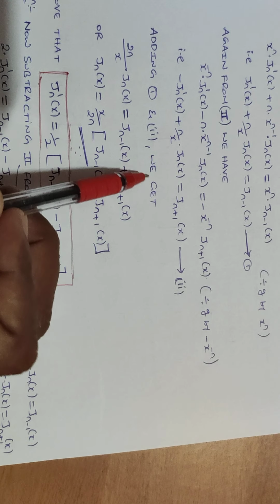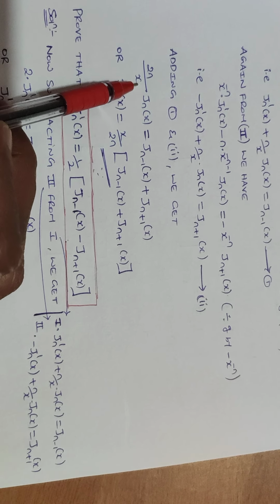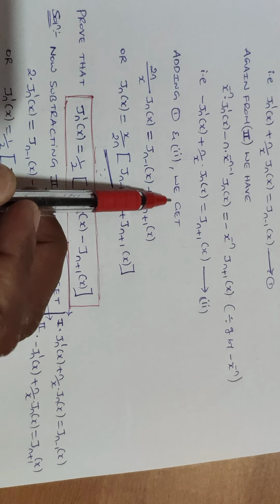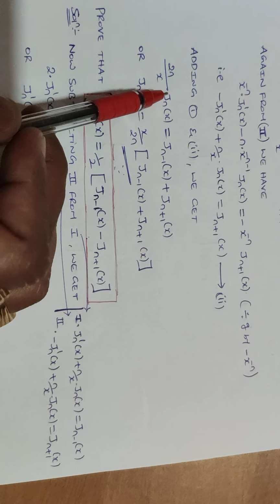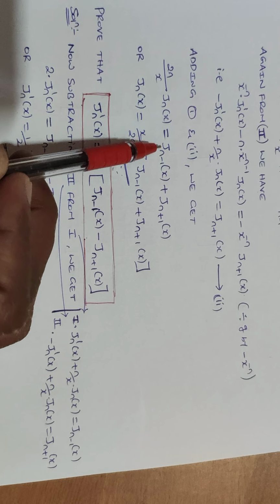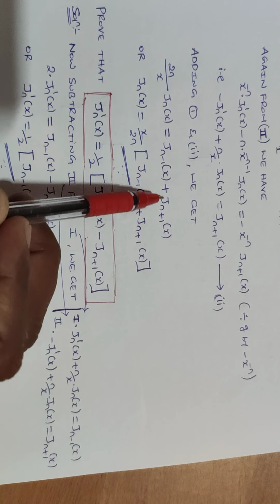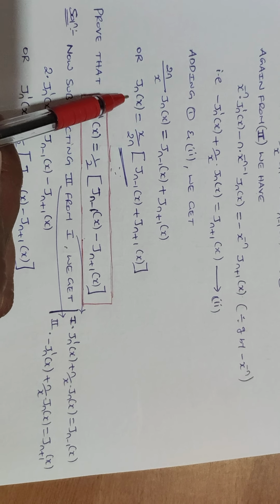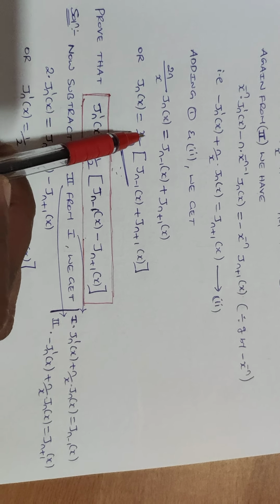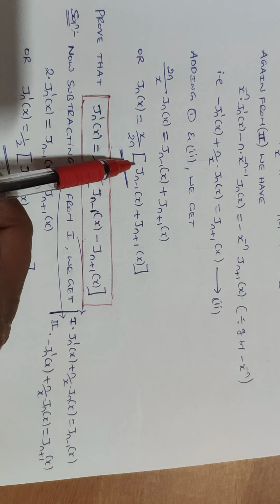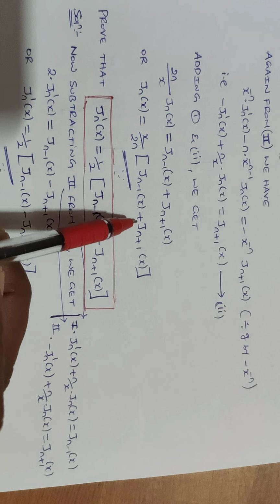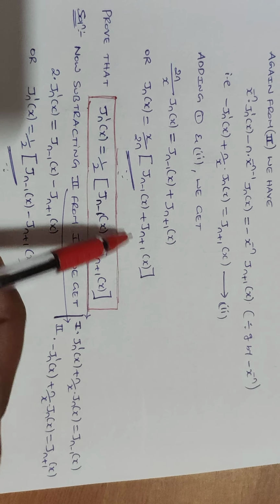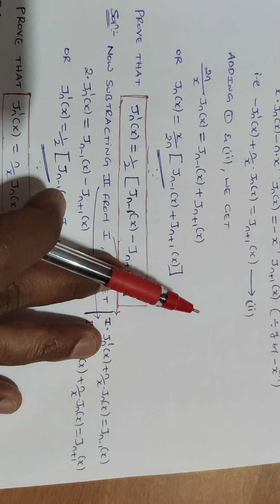From 1 and 2, on adding the equations 1 and 2 we get 2n divided by x into Jn of x, which is equal to Jn minus 1 of x plus Jn plus 1 of x, which can be written as Jn of x equal to x divided by 2n into Jn minus 1 of x plus Jn plus 1 of x.